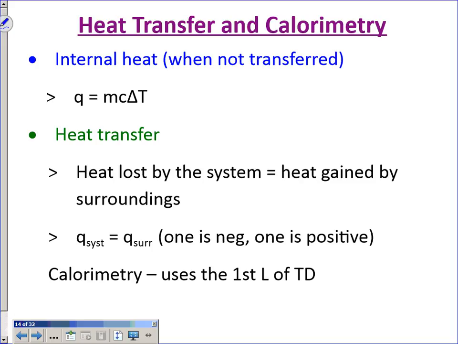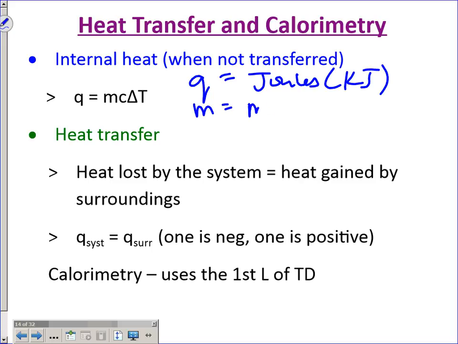Q is MCΔT, and let's define each of these. Q's units, because I know you guys love units. Make sure you're with me here. What are my units for Q? They have to be in joules, right? Joules or kilojoules, but joules is probably the one you'll go with most of the time. M has to be in grams, right, because this is mass. This is going to be defined in grams, most likely, assuming that our specific heat capacity is in grams. In this case it's not, but most of the time it will be.